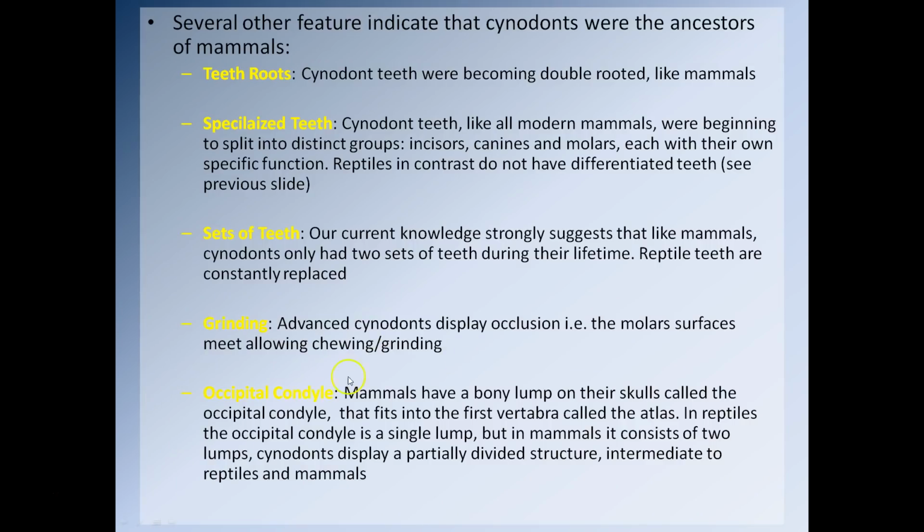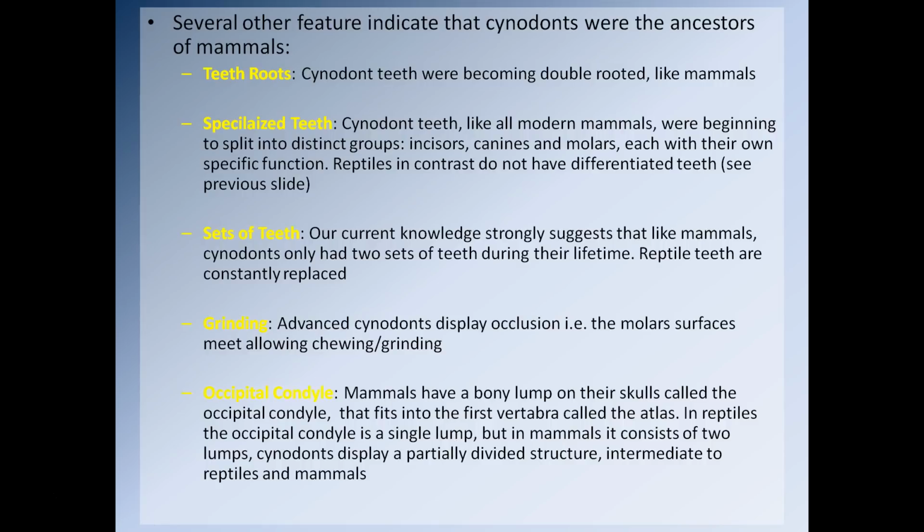What else? Well, there's also something called the occipital condyle. The occipital condyle is a bony lump that sits at the base of your skull, and it locks your skull into the first vertebrae of your spinal column. The first vertebrae is called the atlas. So in reptiles, the occipital condyle is a single lump. You have a lump of bone at the back of the skull, and that locks into the first vertebrae of the spine. In the case of reptiles, it's a single lump.